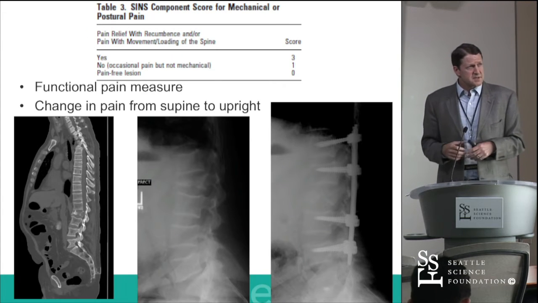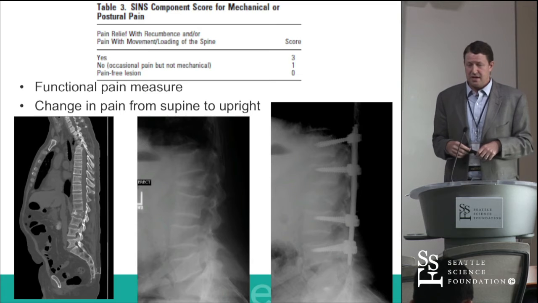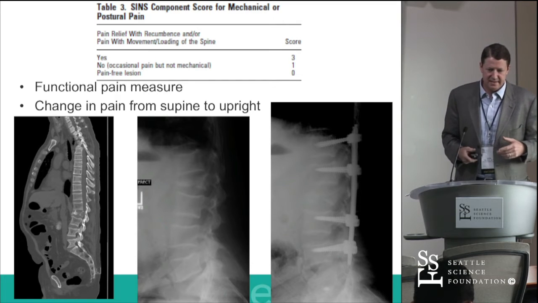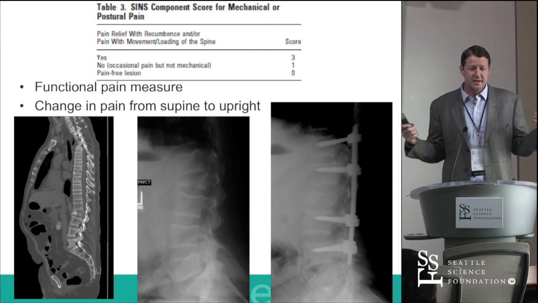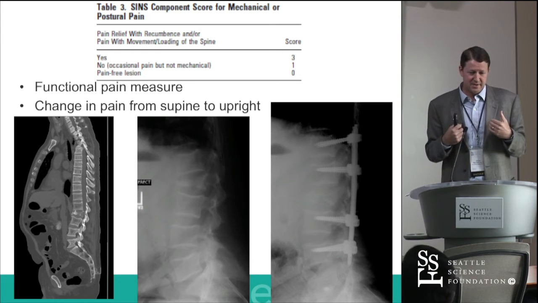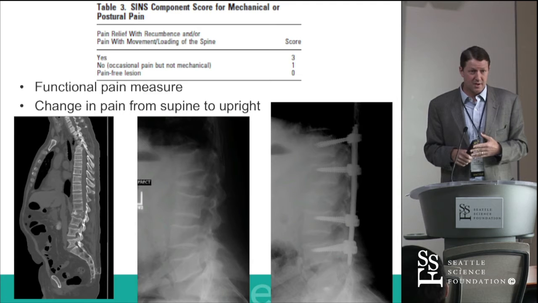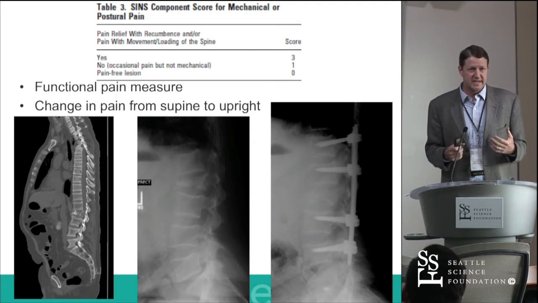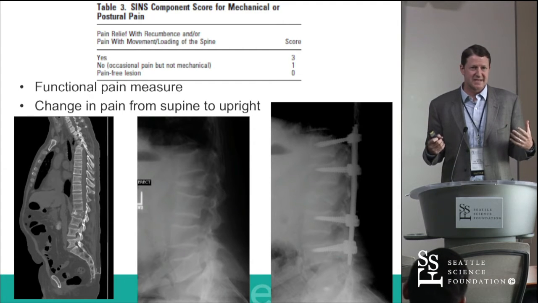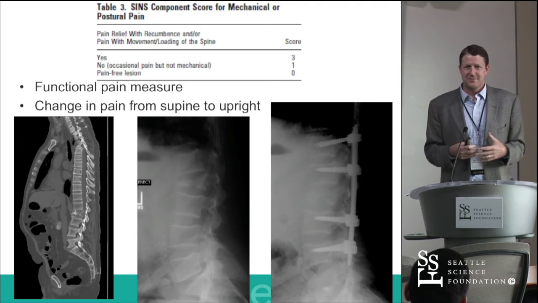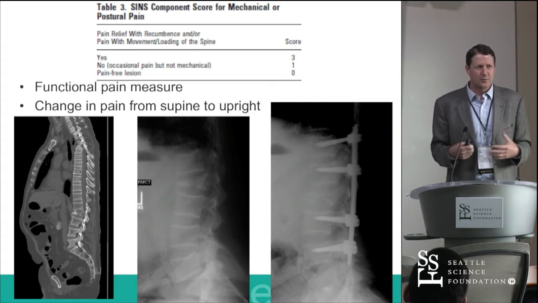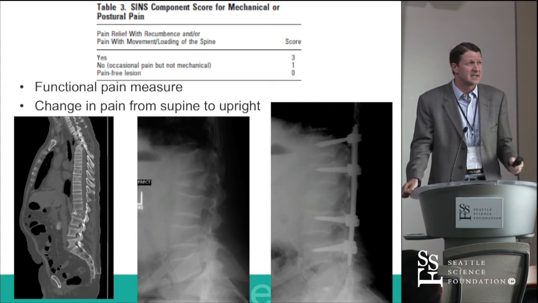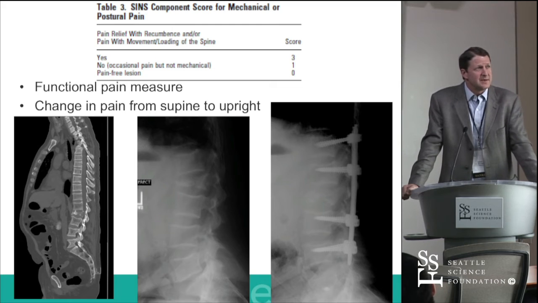So the next component is going to be mechanical or postural pain. I think this is something that is probably disregarded universally in the spine. Dr. Chapman and his teaching to me in trauma really reinforced the need for upright x-rays, because that's the position that we all live in. If somebody feels great laying down after they broke their back, that's one thing, but if they stand up and they're miserable, it's a different thing. So you want to see, what do they look like and what do they feel like standing up? So this is a functional pain measure.